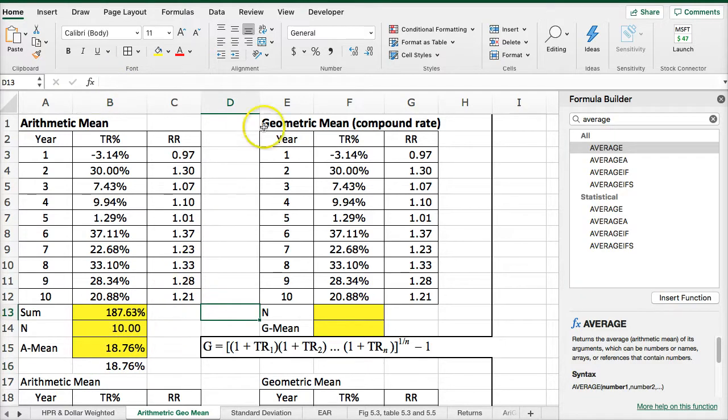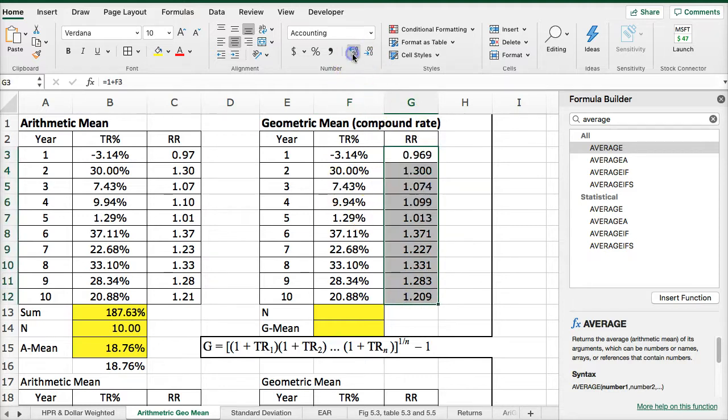Okay. Now the geometric mean, which is using a compound rate. So first we take the total return, and then to get the relative return, we're going to take one plus the return. So you see here, 1 plus the return. So 1 plus -3% is 0.97. 1 plus 30% is 1.3. So you get it. We're just taking 1 plus the return in this column here.